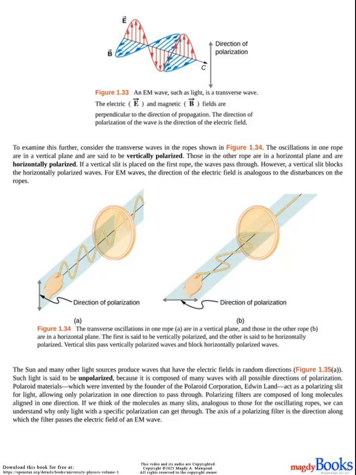Polarizing filters are composed of long molecules aligned in one direction. If we think of the molecules as many slits, analogous to those for the oscillating ropes, we can understand why only light with a specific polarization can get through. The axis of a polarizing filter is the direction along which the filter passes the electric field of an EM wave.